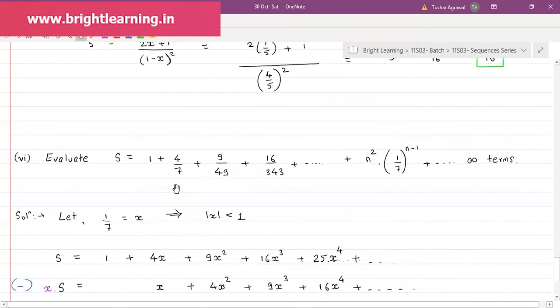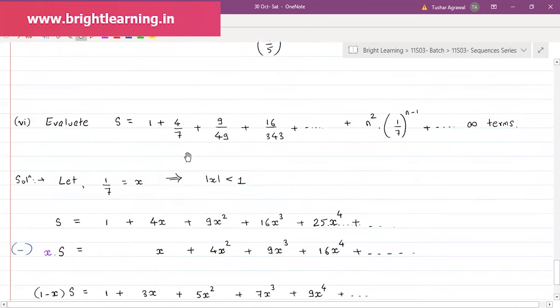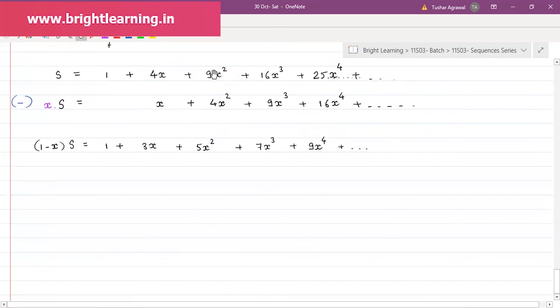Here 1, 4, 9, 16, 25 is not directly an arithmetic progression. However, their differences are in arithmetic progression: difference of 3 that we have done, difference of 5, difference of 7, difference of 9 that we have taken.